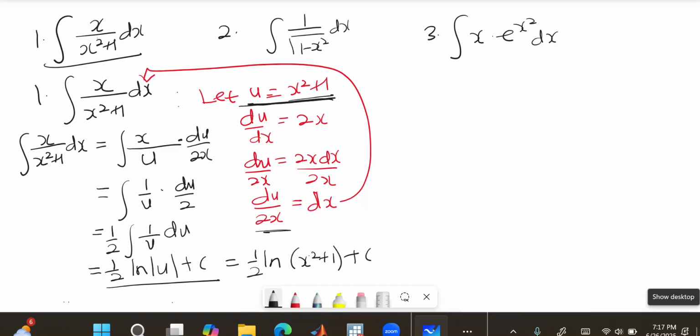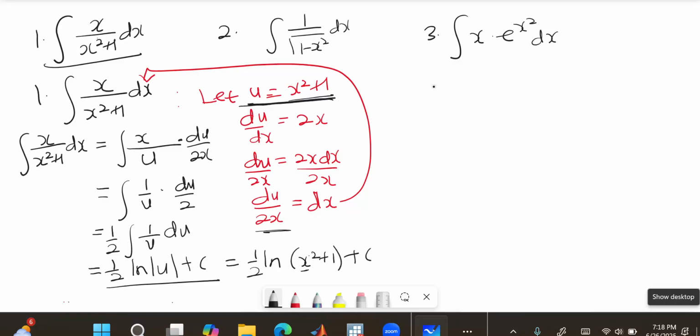So the answer for the first integral is 1/2 natural logarithm of x squared plus 1 plus a constant of integration, because we are dealing with indefinite integrals. We do not need to put this one in absolute value terms, because x squared plus 1 is always a positive number regardless of the value of x. This is always a positive number, plus 1. This is a positive number. So we don't need to put it in absolute value terms.